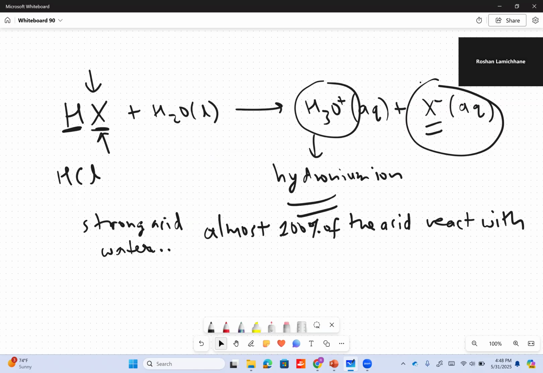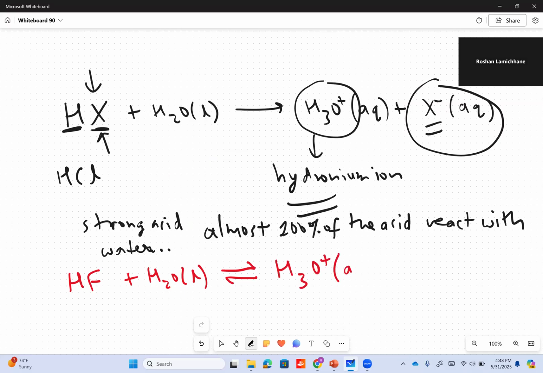But if you have a weak acid, for example, HF is an example of a weak acid that is shown in red. It reacts with liquid water, and I'm going to show you something called an equilibrium arrow. The products are going to be the same, the same way I'm going to write my product. One of the products is going to be hydronium, similar to this hydronium, and then whatever is left, which is my F minus.